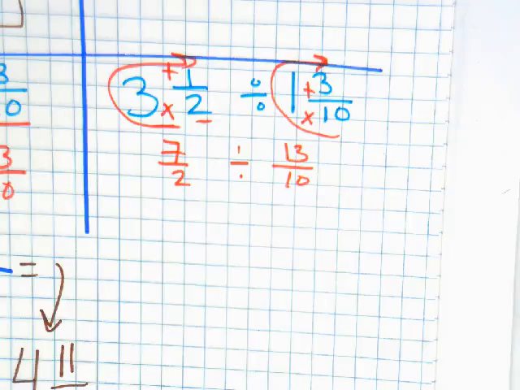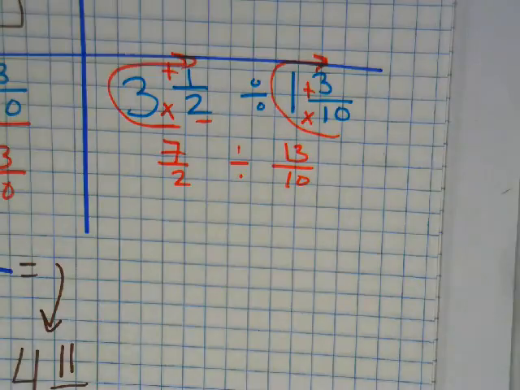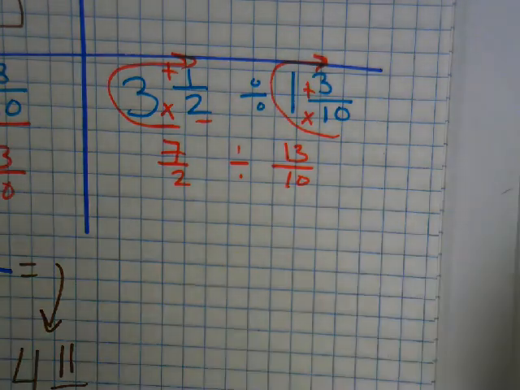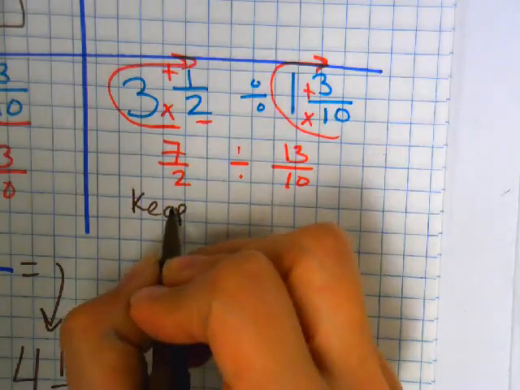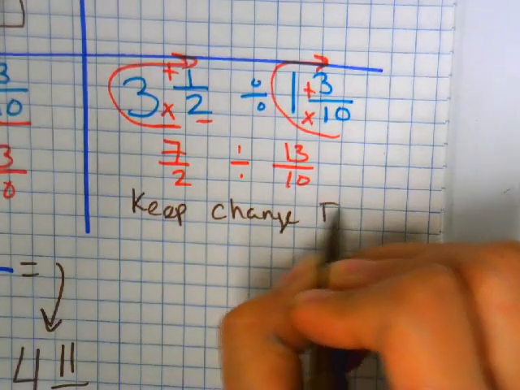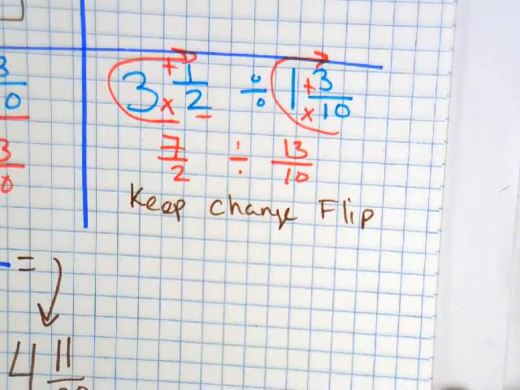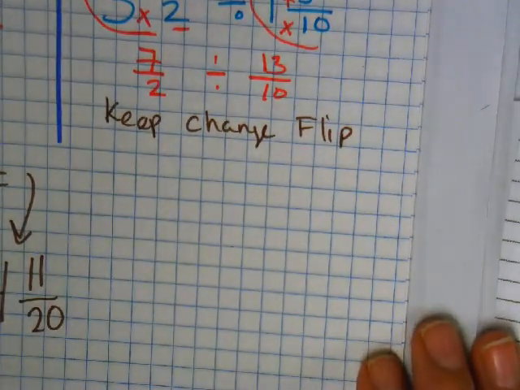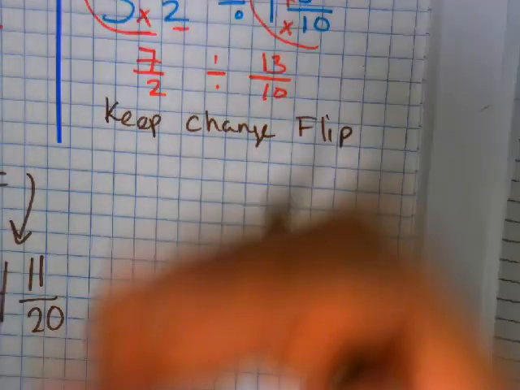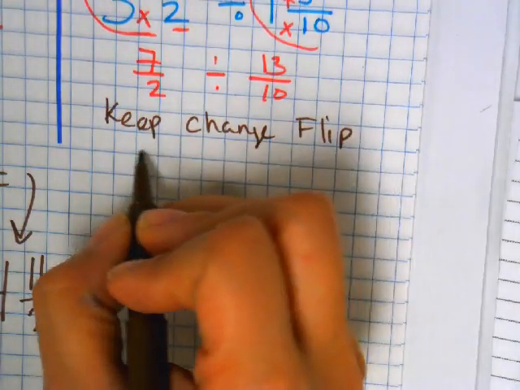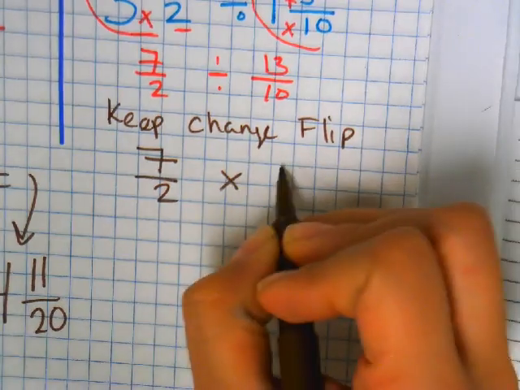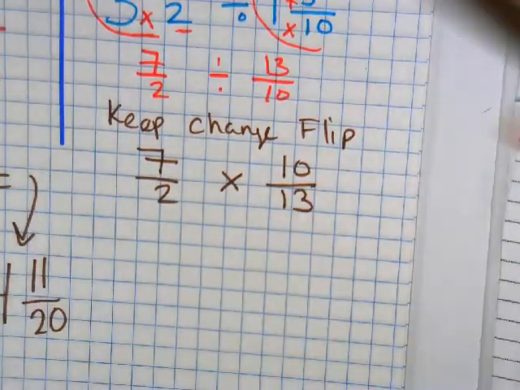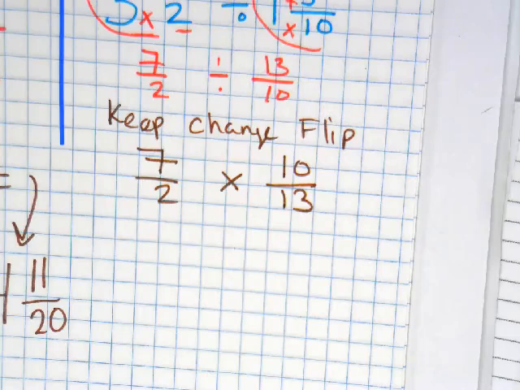All right, that's my improper. Now what? Mariana, why are you touching an iPad? Yes. Very good. Keep, change, flip it. Now, of course, if you can go ahead of me and get an answer before I write it down, fantastic. 7 over 2 times 10 over 13. Keep, change, flip.